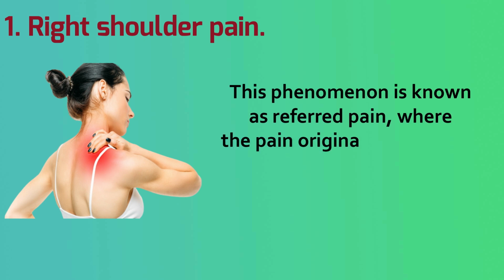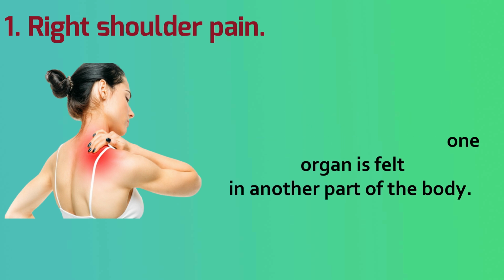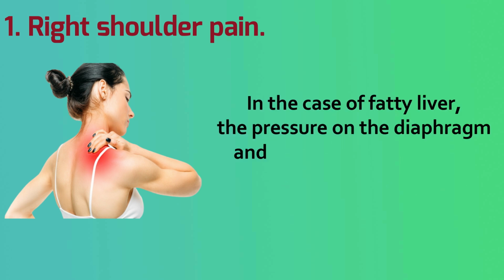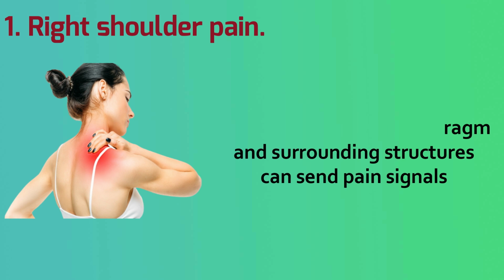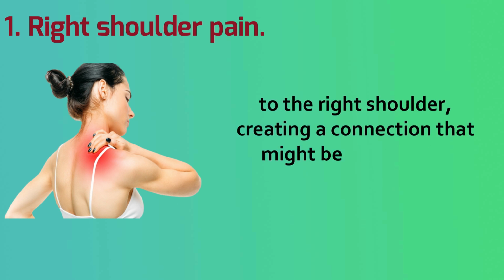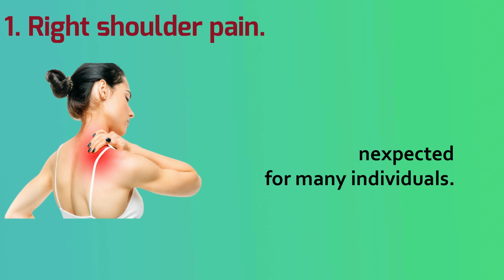This phenomenon is known as referred pain, where the pain originating from one organ is felt in another part of the body. In the case of fatty liver, the pressure on the diaphragm and surrounding structures can send pain signals to the right shoulder, creating a connection that might be unexpected for many individuals.